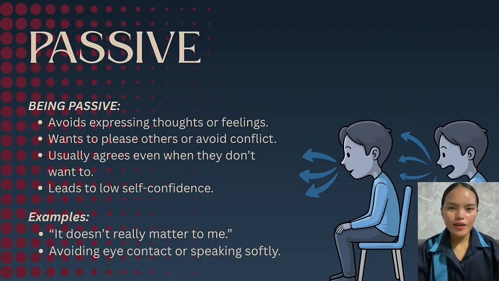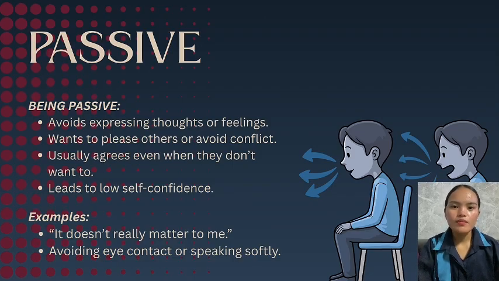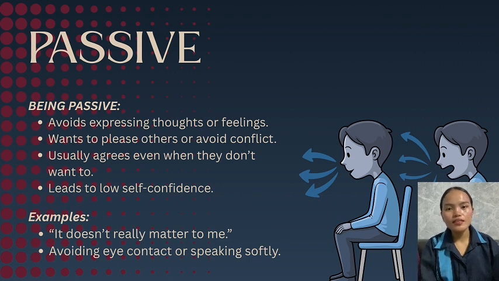Passive communication happens when someone stays quiet and avoids sharing their thoughts or feelings, often because they don't want to cause conflict or upset others. They may speak softly, avoid eye contact, and say things like it doesn't matter to me, even if they actually have a preference. This style can lead to low self-confidence and feeling unheard.